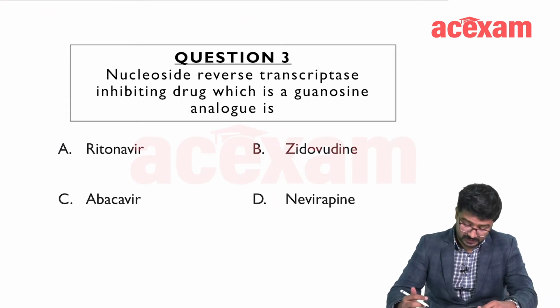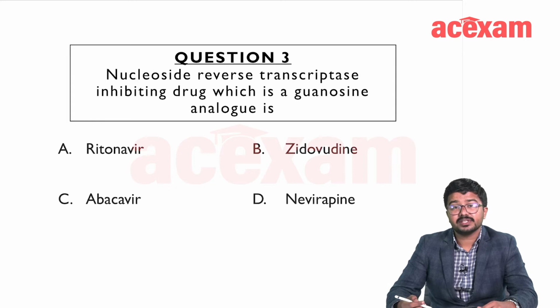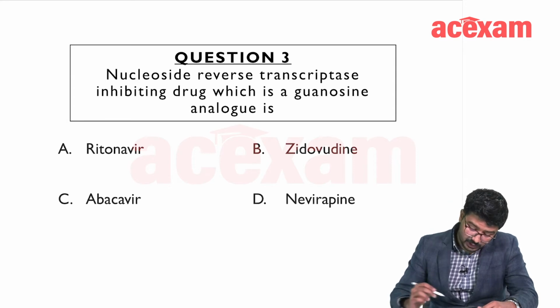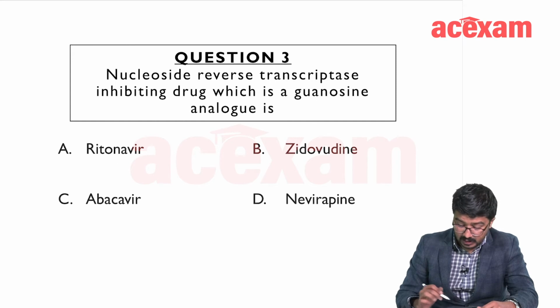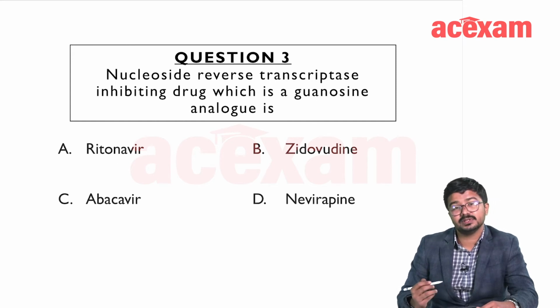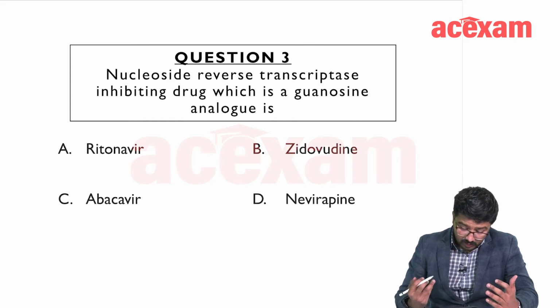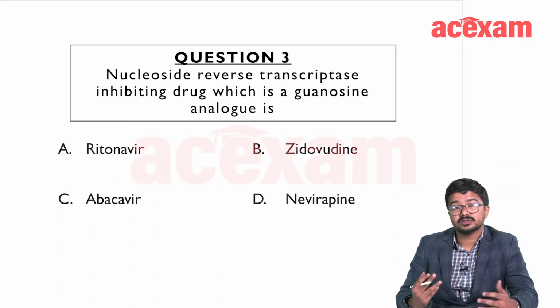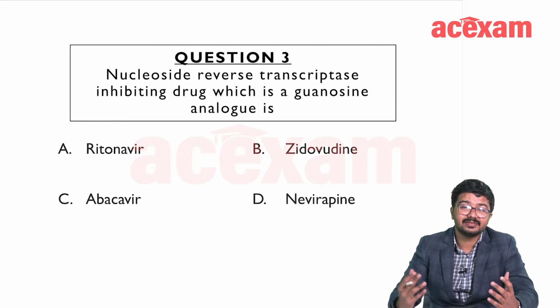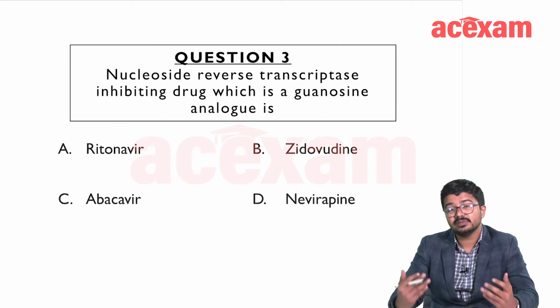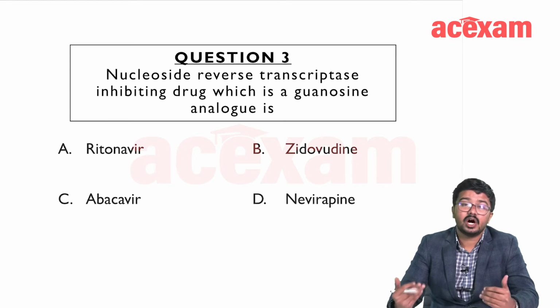Let's go to the next question. The next question, question number 3, reads: a nucleoside reverse transcriptase inhibiting drug, which is a guanosine analog. This is purely a memory-based question, but with that let's also understand why they have told an analog. Why is the word analog used, and how do the anti-HIV drugs, the reverse transcriptase inhibitors which are analogous in nature, act?